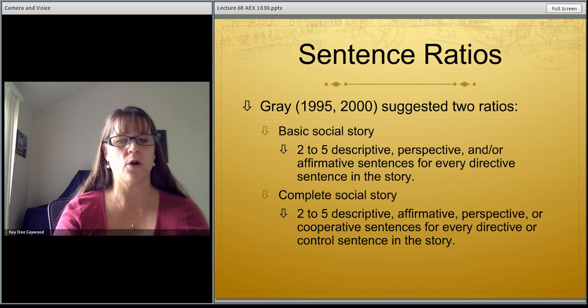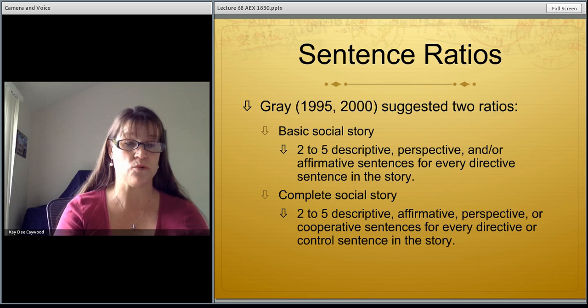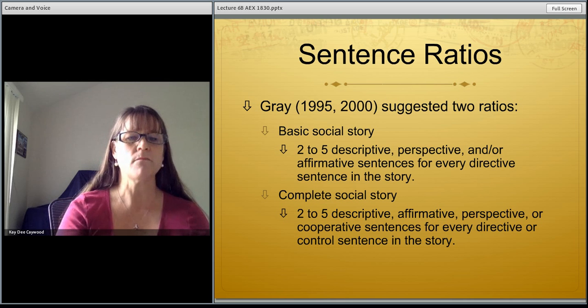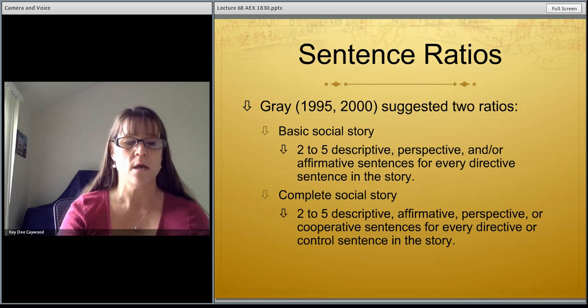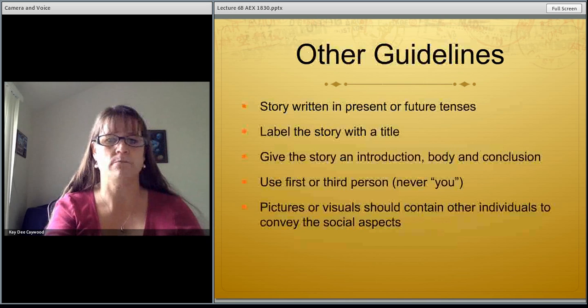And then for a complete social story, that's when you add the cooperative, the control and directive sentences. And there you need 2 to 5 descriptive, affirmative, perspective sentences, or cooperative sentences for every directive or control sentence in the story. Those are more complete social stories. They're usually used with individuals who are a little higher functioning as well.